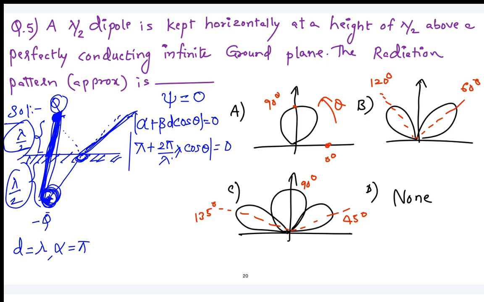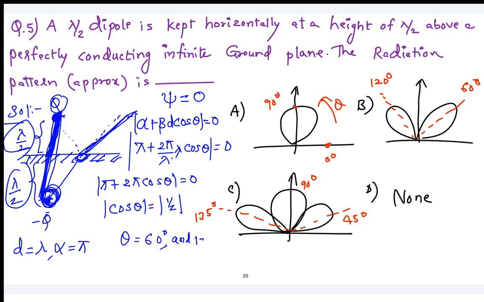So what you are going to get: pi plus 2 pi cos theta is equal to 0. So you can say that cos theta is exactly 1 by 2. It can be plus 1 by 2 or minus 1 by 2. So what is the value of theta here? You are going to get 60 degrees and 120 degrees. So you can verify in the options. The second option is satisfied. You will have a maximum at 60 degrees and at 120 degrees.